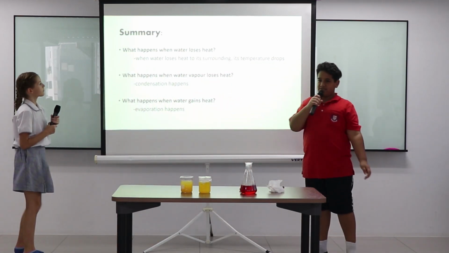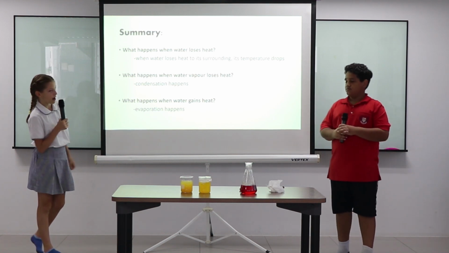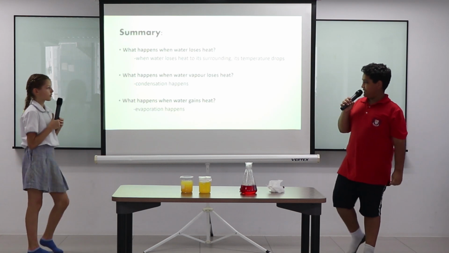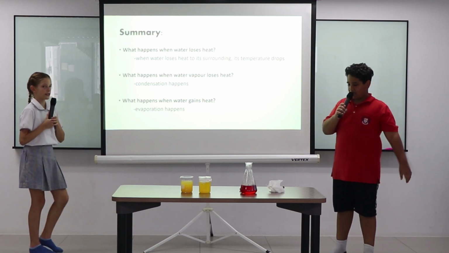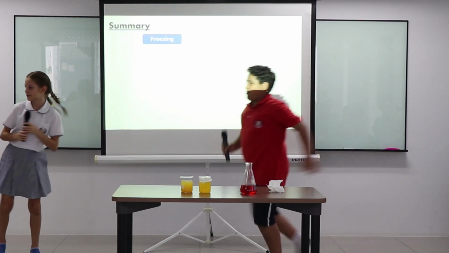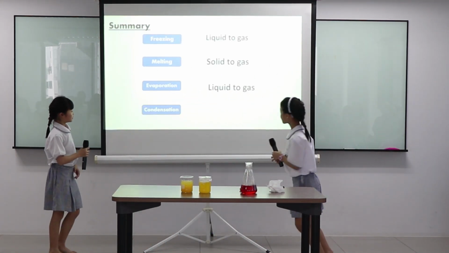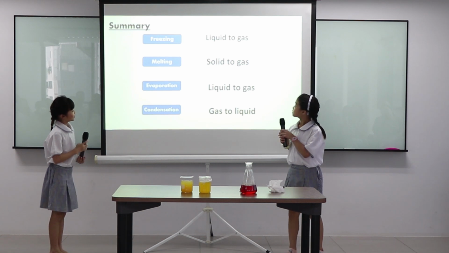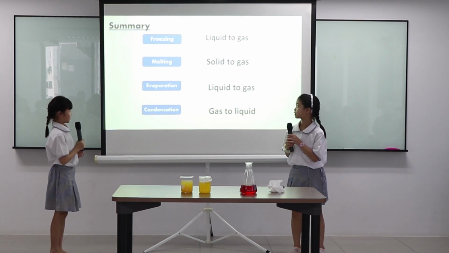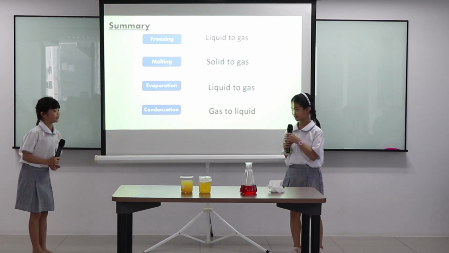What happens when water loses heat? When water loses heat to its surroundings, its temperature drops. What happens when water vapor loses heat? Condensation happens. What happens when water gains heat? Evaporation happens. Freezing, liquid to solid. Melting, solid to liquid. Evaporation, liquid to gas. Condensation, gas back to liquid.